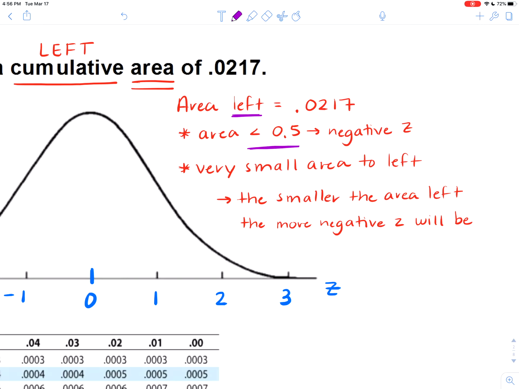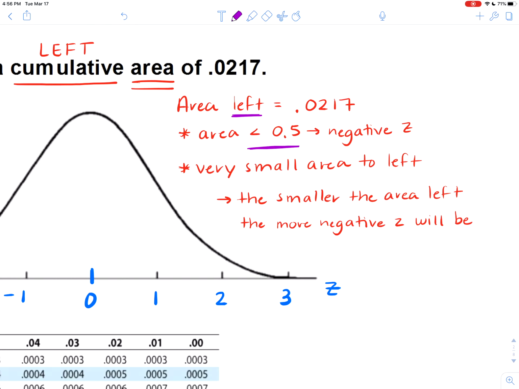In general, if the area to the left is less than half, that means you're on the lower end of the curve, which means you're looking for a negative z-score, and that's what we have here. If the area to the left is more than half, then you're on the upper side of the curve, you're past the halfway point, and that means you're looking for a positive z.